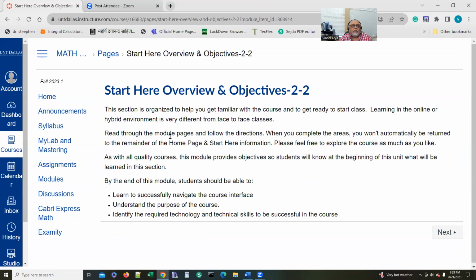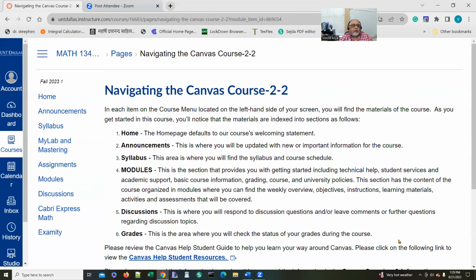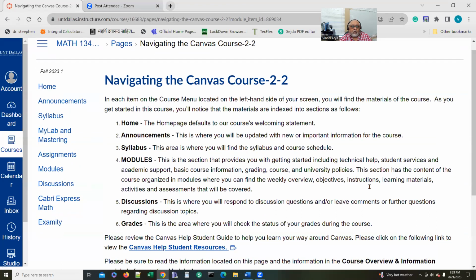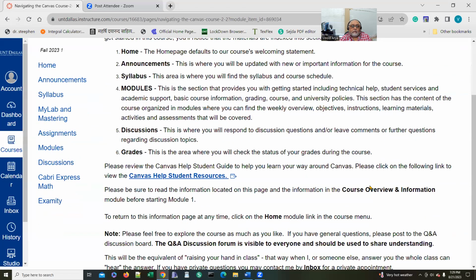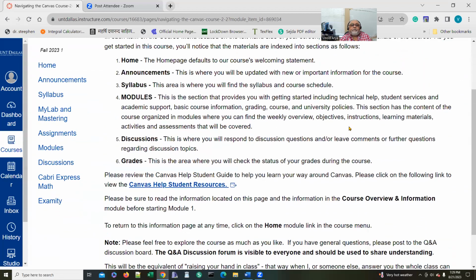So for example, this is the overview and objectives of the course. And again, you will read it. I'm not going to do that. Then how you navigate through Canvas. So you have different things like you see home, announcements, syllabus, modules, discussions, grades. You are not seeing grades yet, I will post or open them for you in a few days.